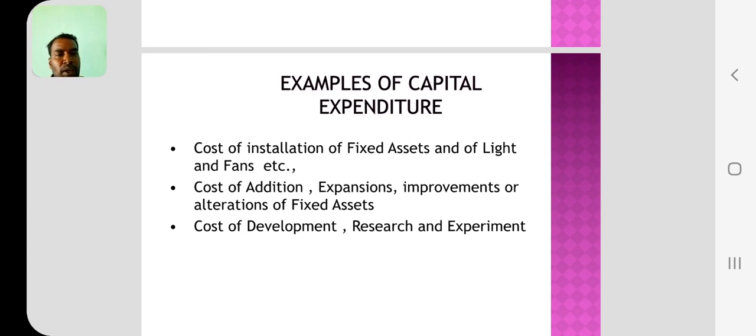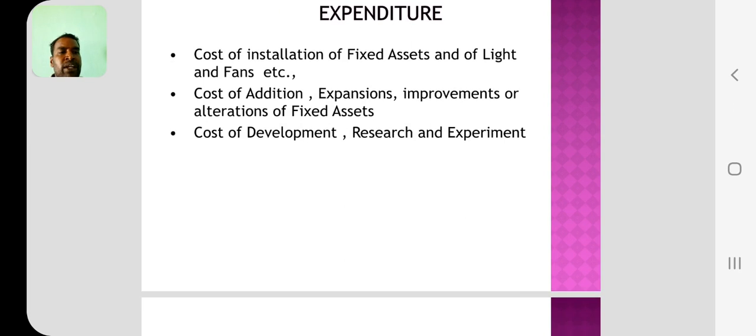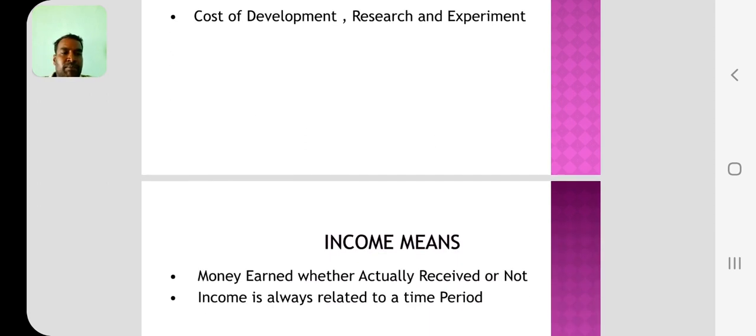Next, cost of installation of fixed assets, and of lights and fans, etc. Cost of addition, expansions, improvements or alterations of fixed assets, meaning doing some modifications or alterations to fixed assets. It belongs to capital expenditure. Cost of development, research and experiment.